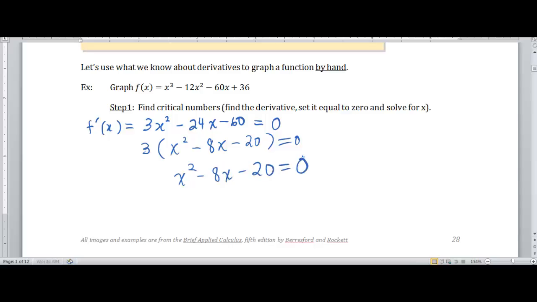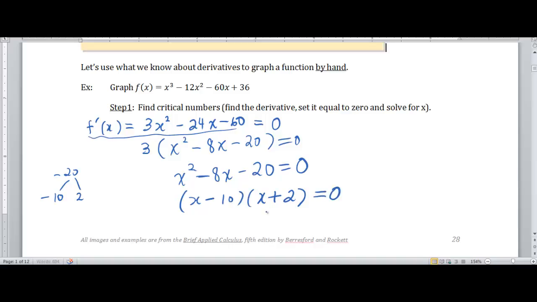This is just doing, the calculus part happened here, right? We found the derivative. The rest of this is just the algebra. Now we want to factor this, so I want to think factors of negative 20 that add to give me negative 8. Well, 10 and 2 give me 20, and I want negative 8, so the 10 has to be negative. So x minus 10, x plus 2 equals 0. Set each of these equal to 0. So x equals positive 10 and negative 2. So we found the derivative, set it equal to 0, and solved for x.